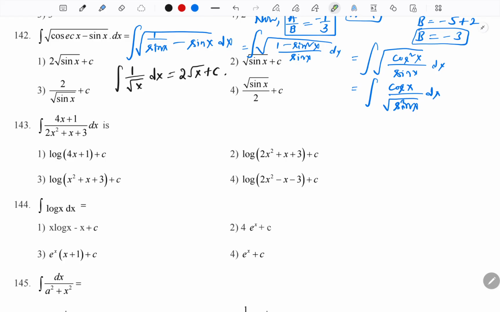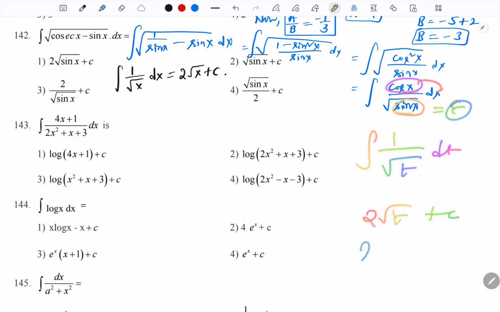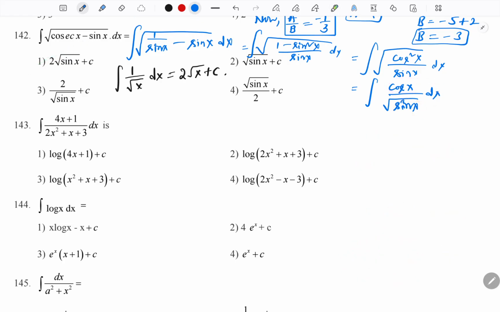Put sin x equal to t, derivative of sin x is cos x dx, then our integral becomes 1 by root t dt. What is the integral of 1 by root t? 2 root t plus c. What is t here? Sin x. So my answer is 2 root sin x plus c. So it is option 1. Now we can write this answer directly: 2 root sin x plus c. Clear?